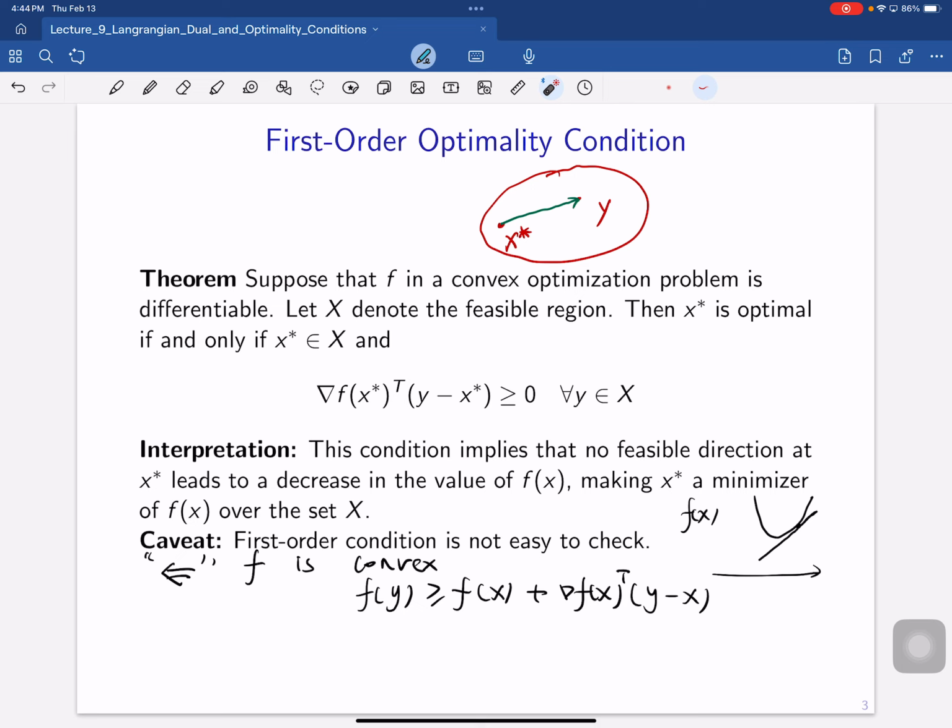Now, in this condition, x and y can be chosen arbitrarily. For any x and y, this condition holds as long as the function is convex. So now let's just choose x equal to x star. Oh, sorry.